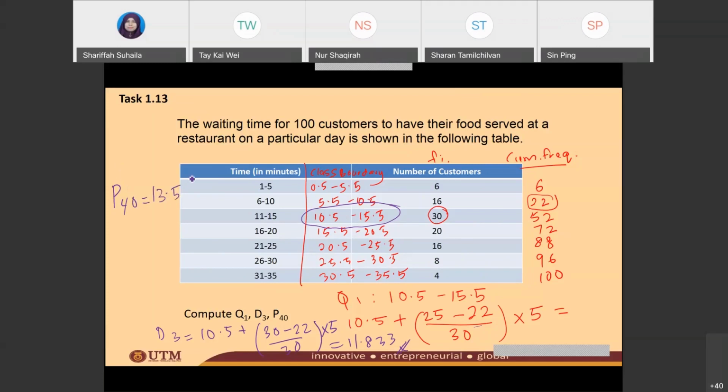Okay, so the same procedure, the same formula. So that means you have 10.5 as your lower class boundary. So I over 100 times N, which is 40, and then you get the frequency before, 40 minus 22 divided by 30 times your 5. So you get 13.5. That is your 40th percentile.